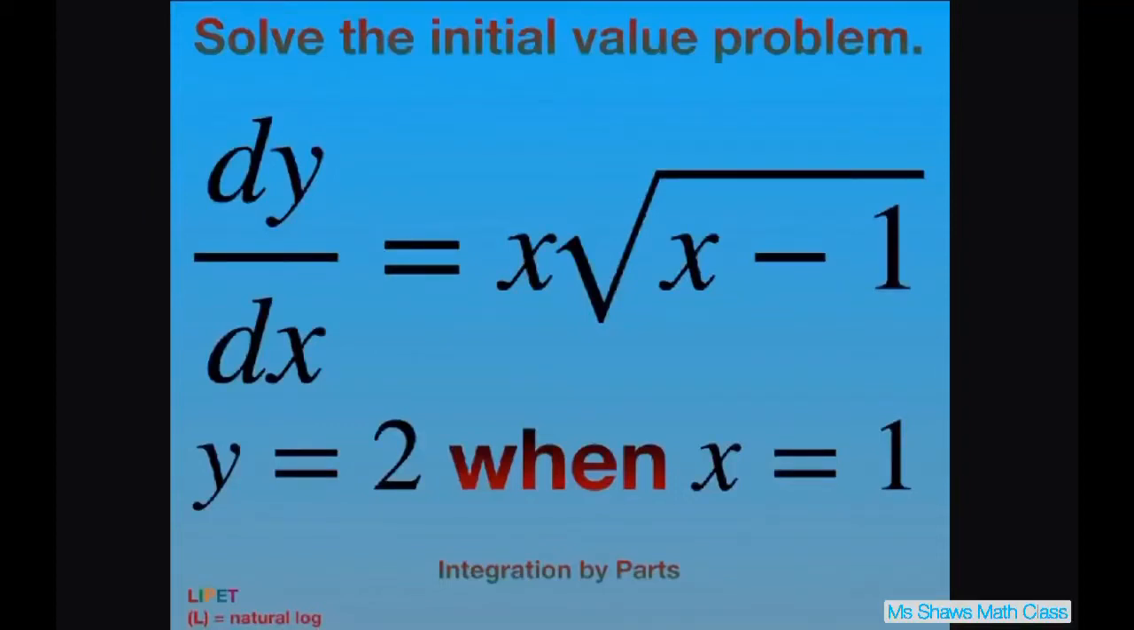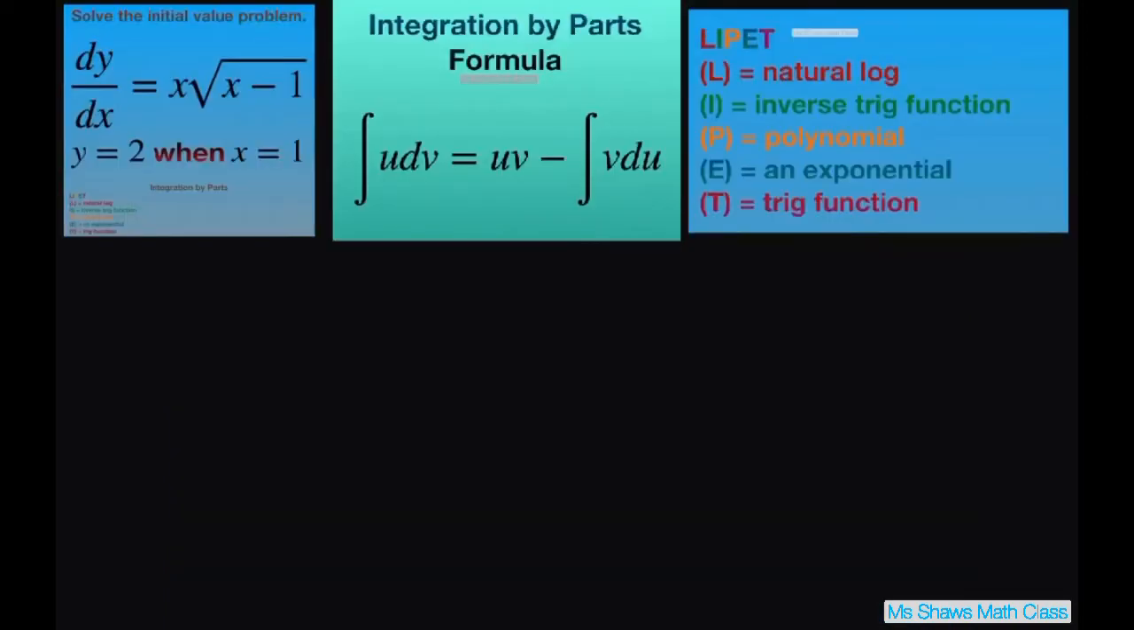Everyone, we're going to solve the initial value problem. The derivative of y with respect to x equals x times the square root of x minus 1. y is 2 when x equals 1. We're using integration by parts.